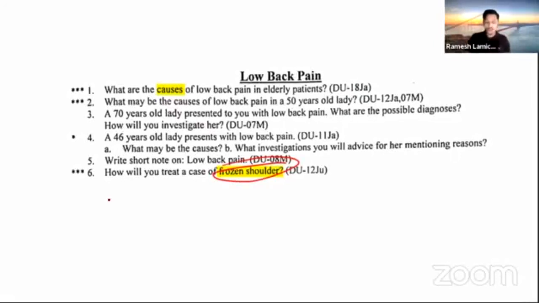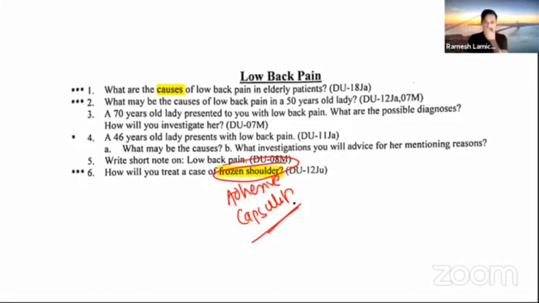Frozen shoulder is adhesive capsulitis, another name for frozen shoulder. As you know from the term, frozen means it doesn't move, right? Shoulder means shoulder. A shoulder that is not moving is a frozen shoulder. So frozen shoulder is also called adhesive capsulitis.